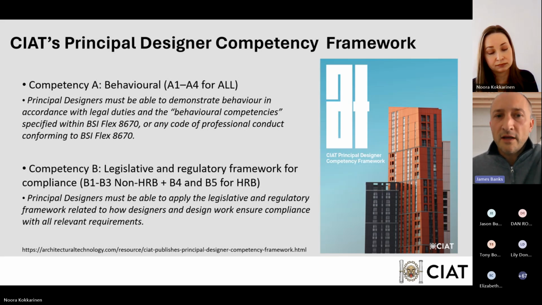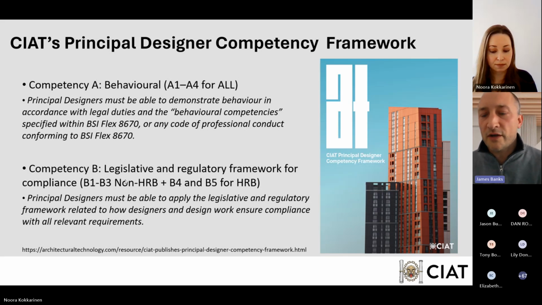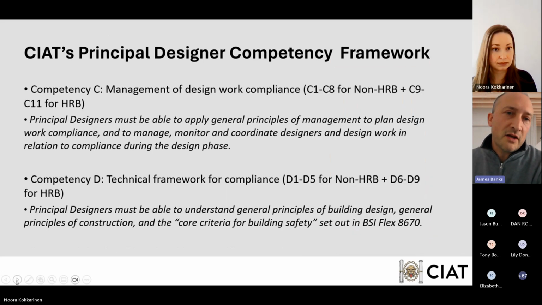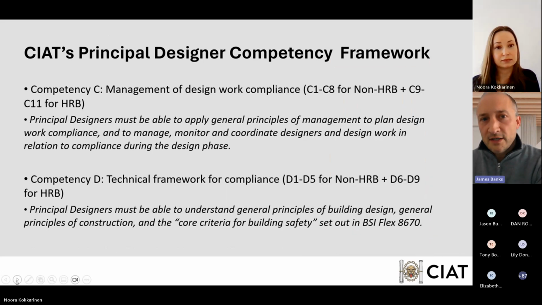Competency B, again, is a set list of bullet points of knowledge and performance criteria required. B1 to B3 would be for non-HRB registration, and then B4 and B5 would also be required for registration as a HRB. And again, that looks at legislative and regulatory compliance and frameworks to ensure the design works at the required level. Moreover, moving on to the next slide, you've got competencies C and D.